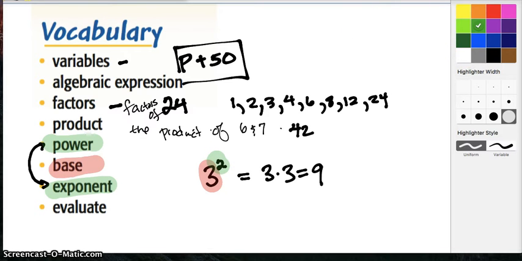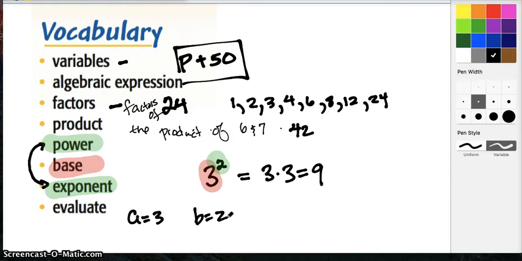The final term that we're going to talk about today for our vocabulary is to evaluate. To evaluate means to get a numerical answer for something. So if I say evaluate the following expression, if A equals 3 and B equals 2, I'm now defining these variables, by the way, and I say evaluate A squared plus B minus 1, what this tells me to do is get a numerical answer.